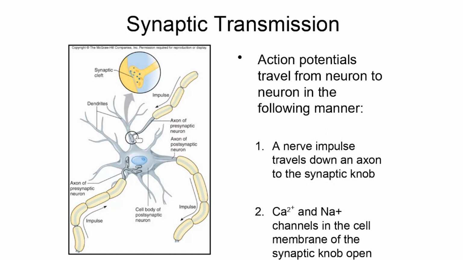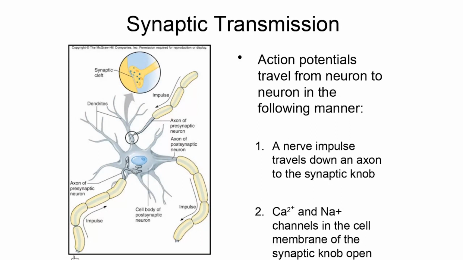However, if we take one of these areas between a synaptic knob and a dendrite and we magnify it more highly, what you'll see is there's actually a space between the synaptic knob, which you can see here, and the body of the neuron itself. So there's a teeny tiny little gap right here.